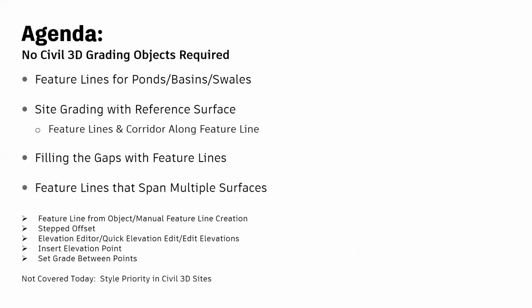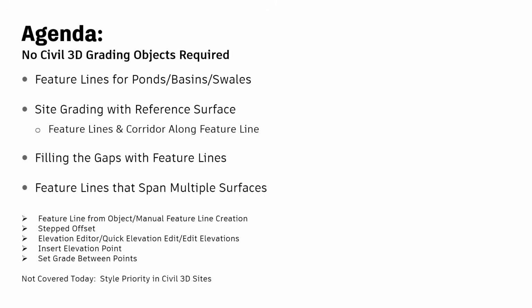So the agenda for today, you can see we're going to do some feature line grading without the use of Civil 3D grading objects. There were some specific requests in the feedback for that. So we're just going to look at feature lines and grading with those. We'll start with a little pond swell basin example. Then we'll look at what we call reference surface site grading. This is a very common workflow, and many of you are probably familiar with it, but we're going to look at that in short order.